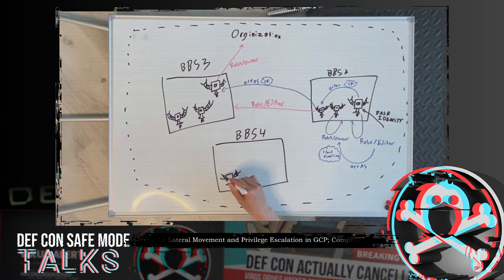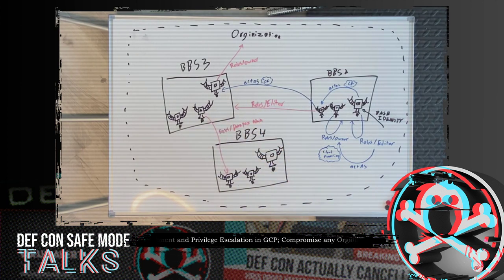One last thing to note here is because this Dataproc role binding was actually cross-project, this allowed us to again compromise a new project, BBS4. And because the default service accounts are in every project, this allows us to take control of all of the service accounts in the new project.